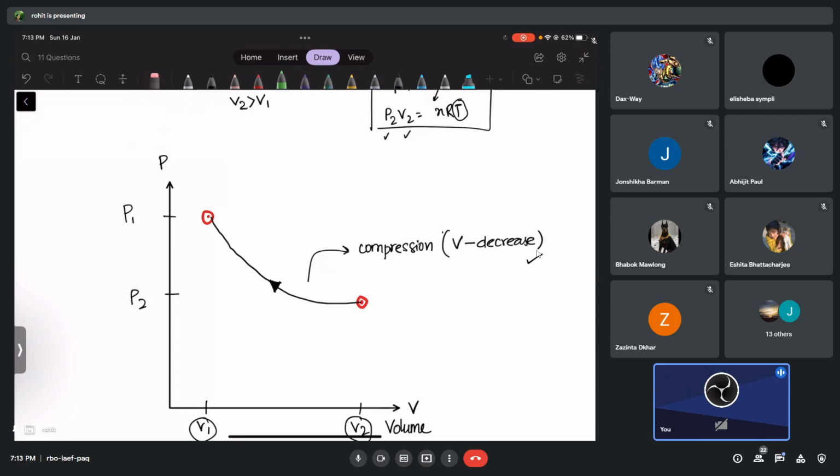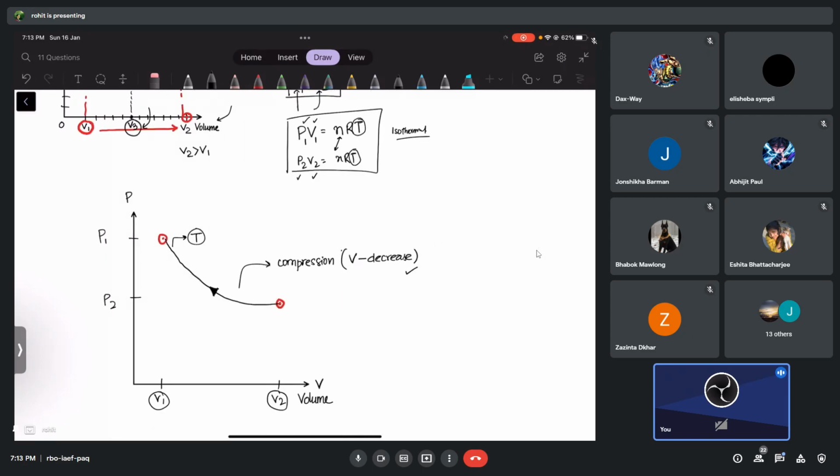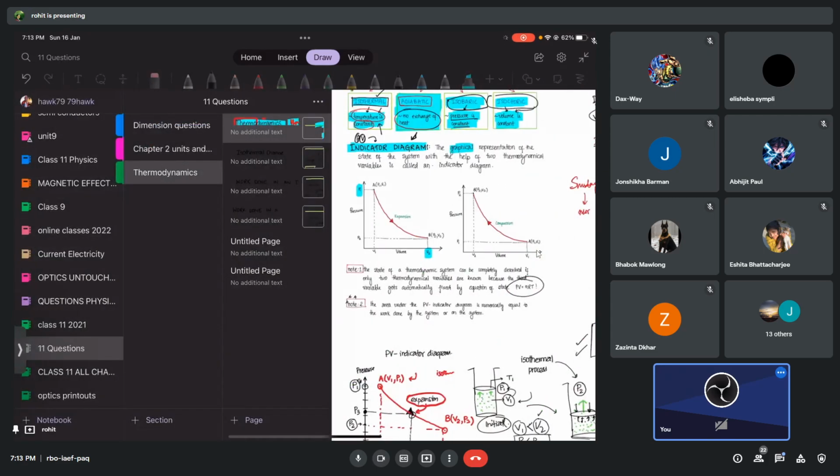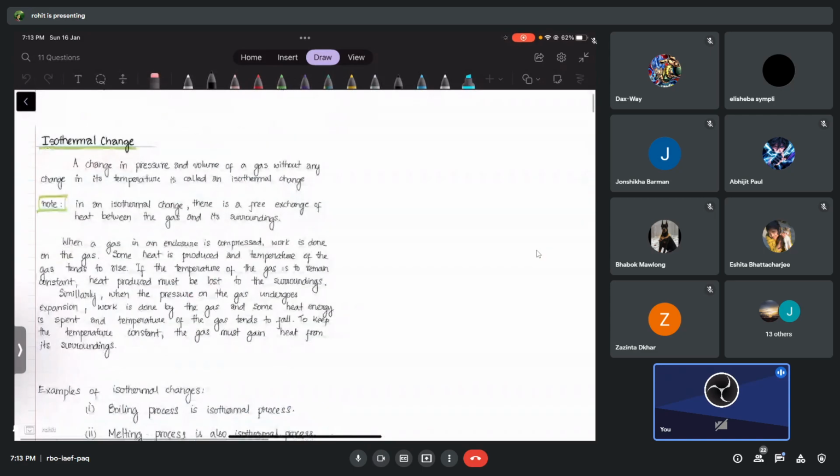I can also mention the temperature for the entire graph. I can just say the temperature is T. So I think the PV indicator diagram is not a very difficult thing. For the time being, I think we are doing fine. I think we can proceed. It's not a difficult topic. Let's really start with isothermal change.